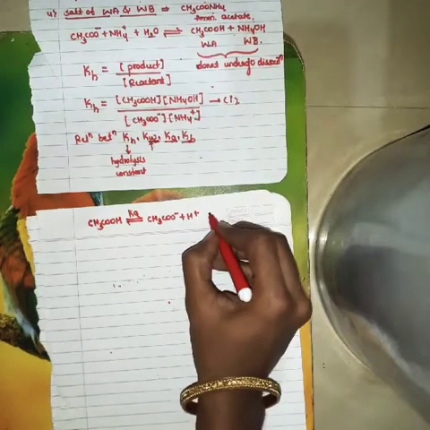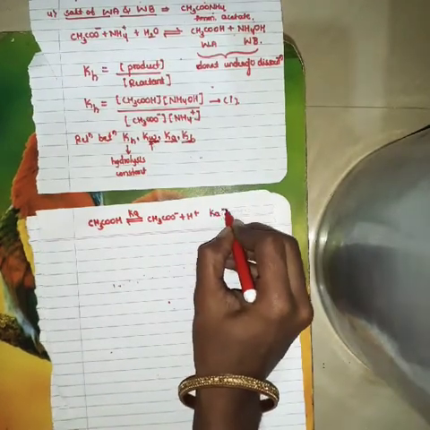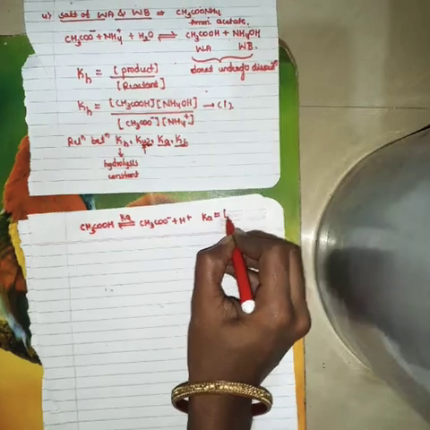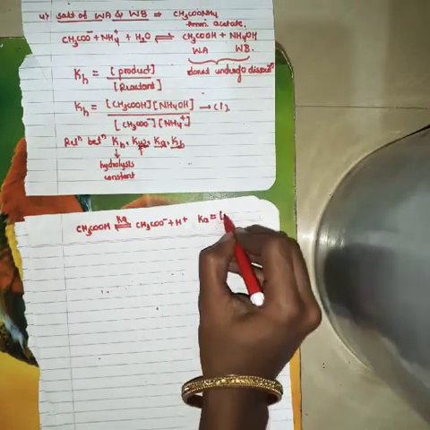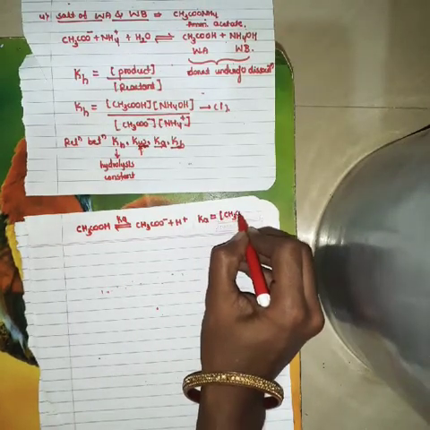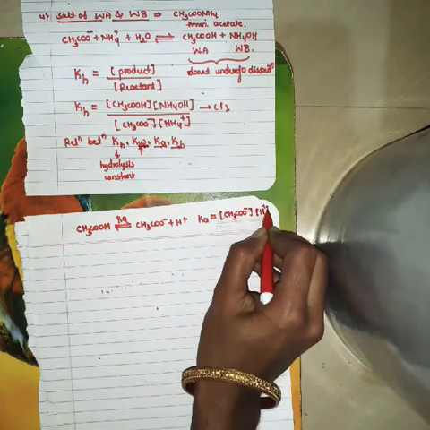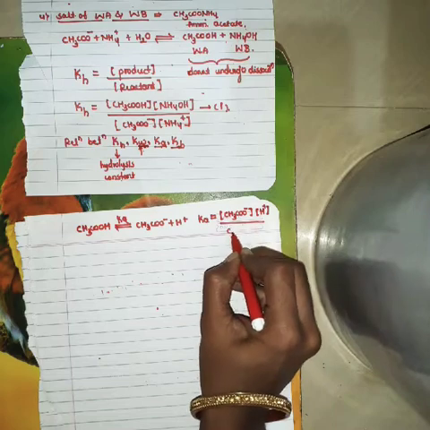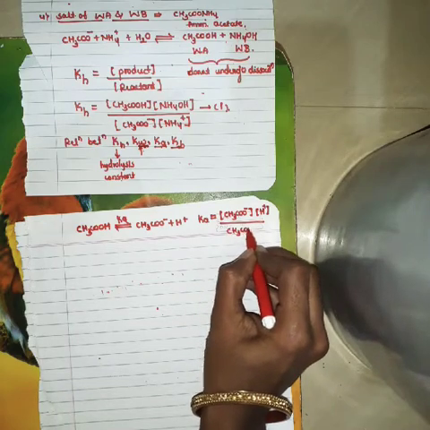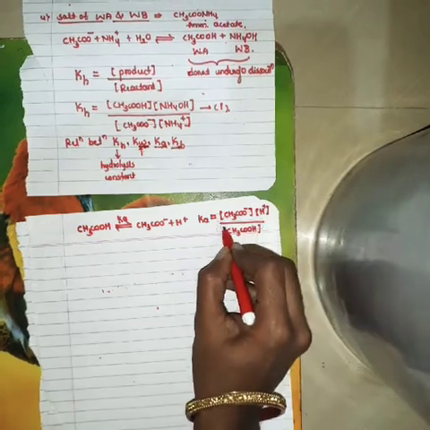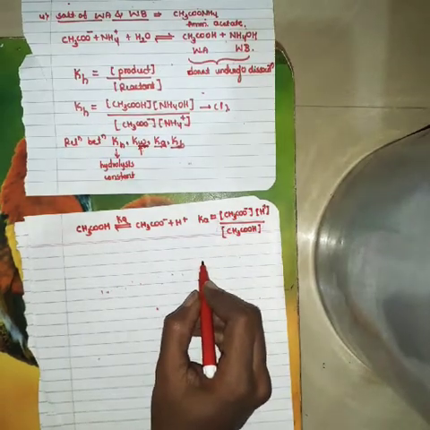We have to write Ka is equal to the concentration of products, which is CH3COO minus plus H plus, divided by CH3COOH. This is the dissociation constant of acid.